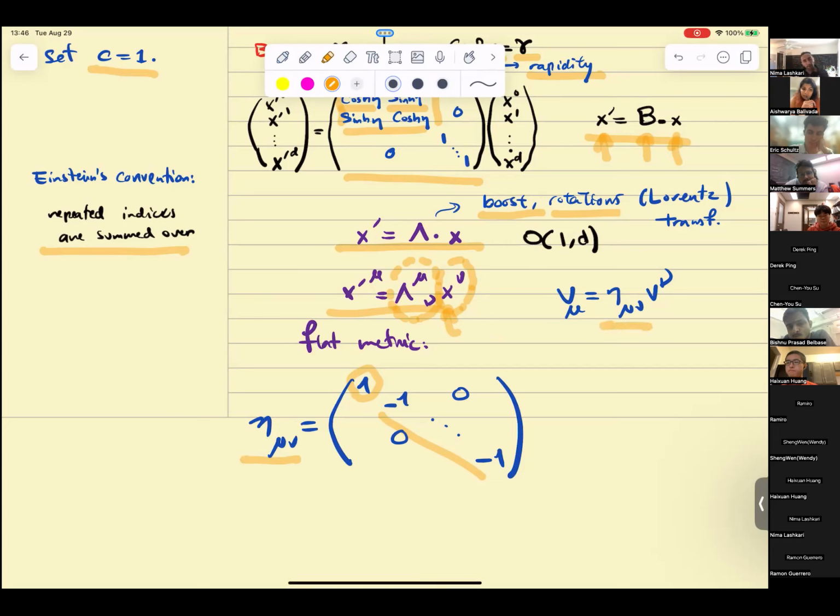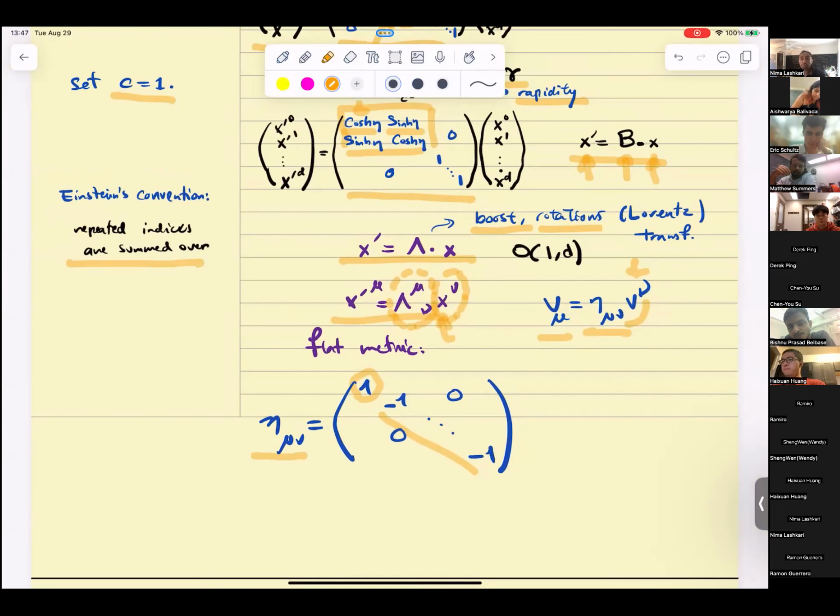Now, we use this metric to bring upper indices to lower indices, right? Again, repeated indices are summed over. So here's some vector with upper indices, and you can write them in terms of vectors with lower indices. Any questions so far? This is just like a review of relativity.